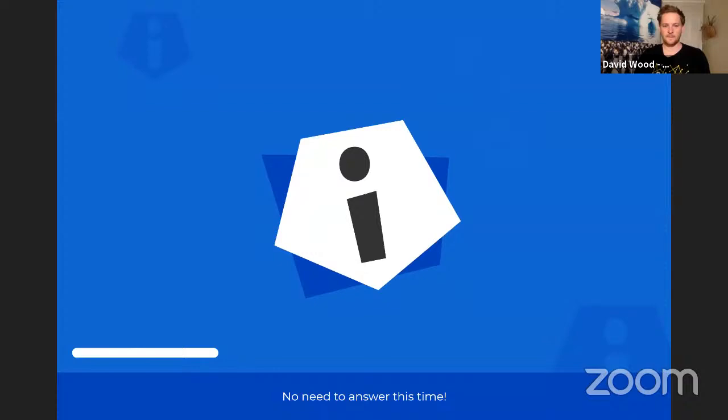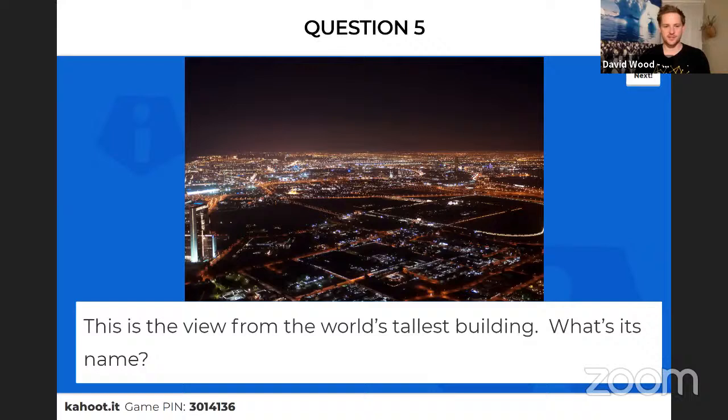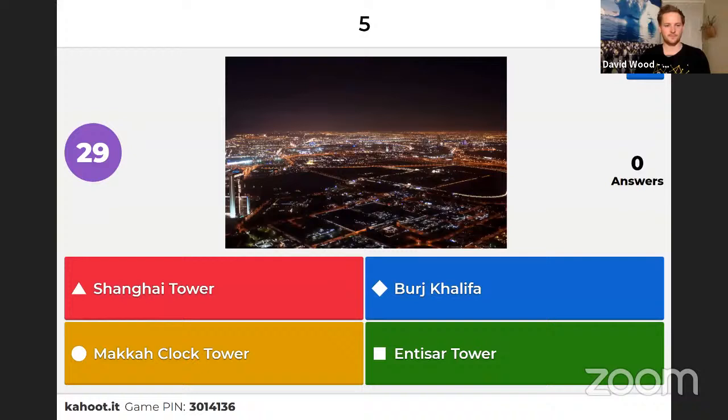Question five, this is a view from the world's tallest building. Obviously it's at night. What is its name? This is the view that you would have if you were looking out at night. Is it Shanghai Tower, Burj Khalifa, the Makkah Clock Tower, or the Entisar Tower?